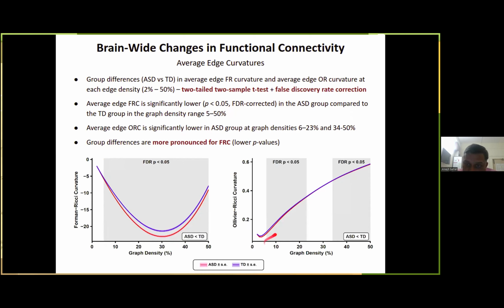While if you look at the Ollivier-Ricci curvature, the difference is still there, but it is only statistically significant in these two regions. That is roughly from about 5% to 25%, and then subsequently in another range. We don't understand why that's the case, but that's what we get.